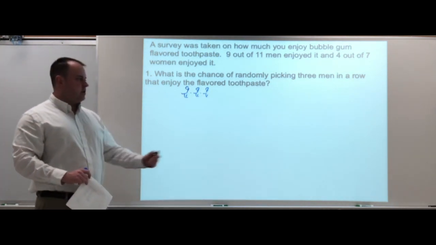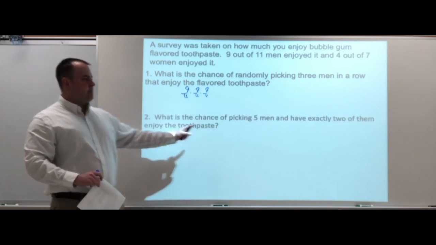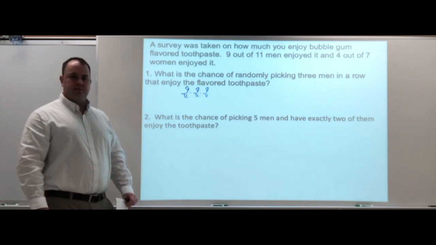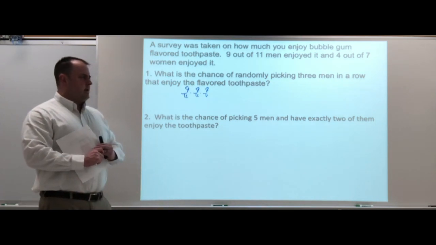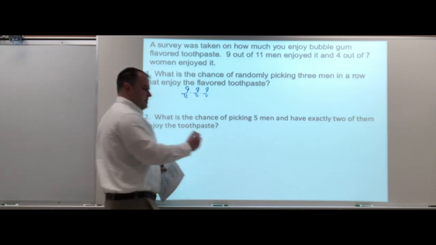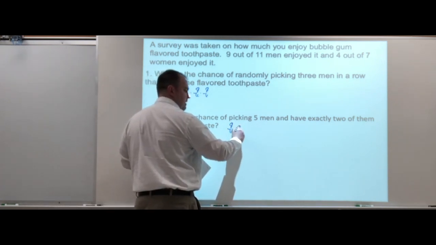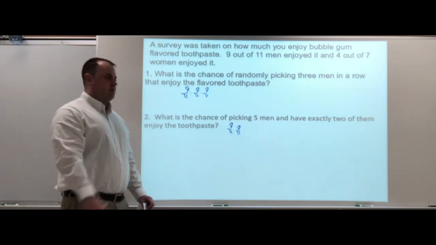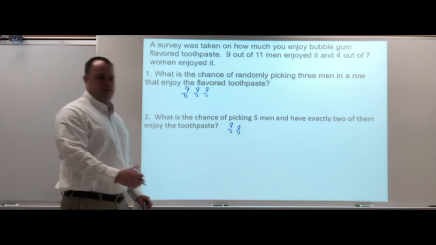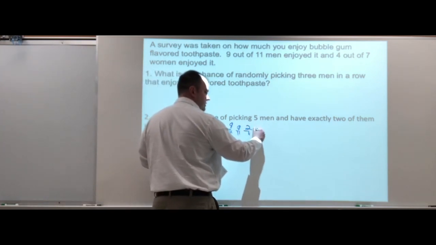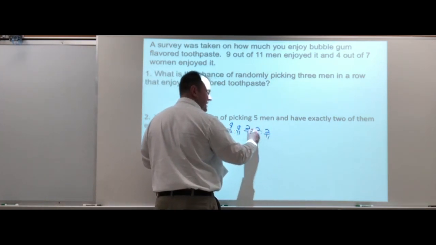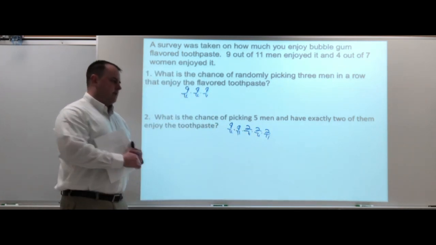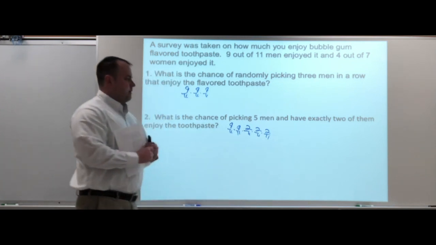Now if I change this question a little bit and say, what's the chance of picking 5 men and having exactly 2 of them enjoy the flavored toothpaste? Well, out of the 5 men, 2 of them enjoyed, so that's 9 out of 11 and 9 out of 11. Now we have those other 3 people. None of them can enjoy it, so that means the opposite, the complement, which would be 2 out of 11, 2 out of 11, 2 out of 11. And that would give us our answer, right? Well, kind of. It's getting there.